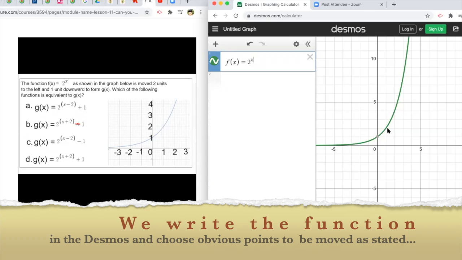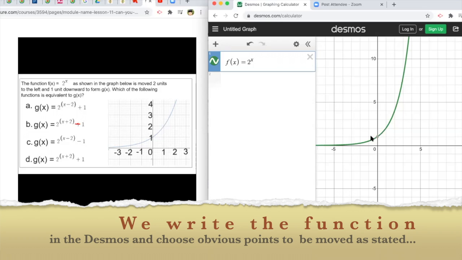So we will try to locate which of the points here are very clear or obvious points. We can use this point here, any of these points. Although you can also use the graph here, it is also good if you use this point here. So we will do that: moving 2 units to the left.